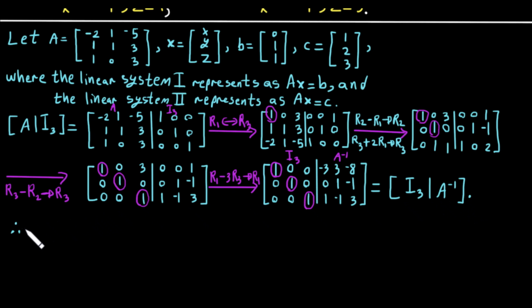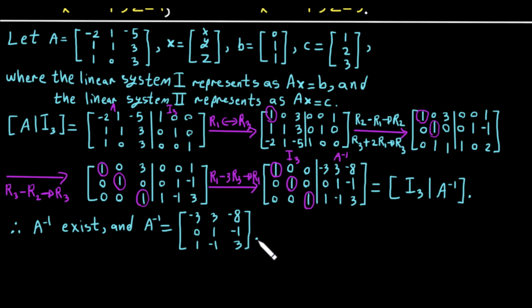Therefore, A inverse exists, and A inverse equals this one. So here I will speed it up to write this A inverse. So A inverse is this one: negative 3, 3, negative 8, 0, 1, negative 1, 1, negative 1, 3. So we have computed A inverse.